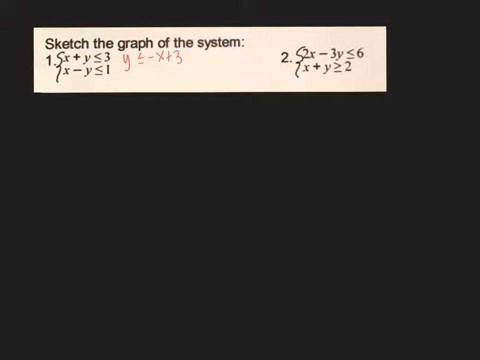And then for the second inequality, x minus y is less than or equal to 1, I'm going to subtract x and divide by a negative to get that y positive. Now remember, when you divide or multiply by a negative, you have to flip that inequality. So it becomes y is greater than or equal to x minus 1. So we're using y less than or equal to negative x plus 3 and y greater than or equal to x minus 1.